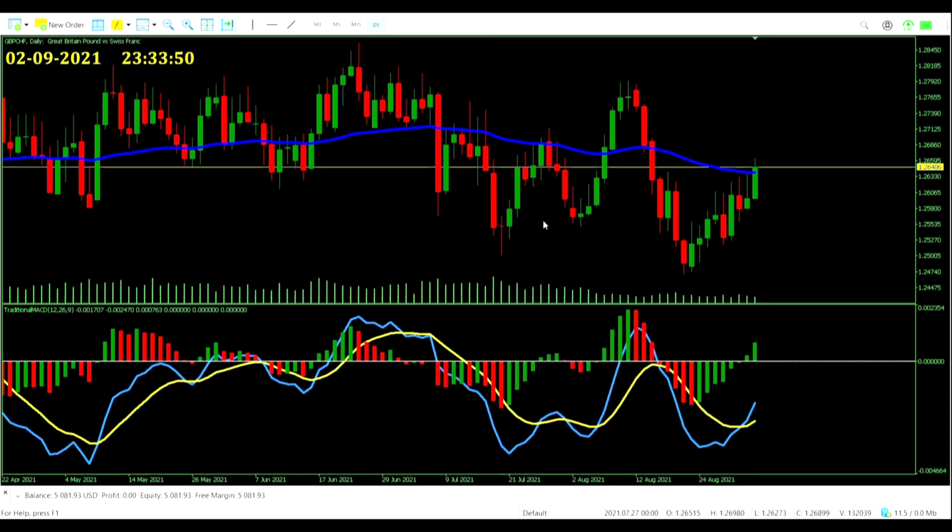Back on the Great British Pound Swiss franc pairing then, this is our only entry signal we're getting from the 21 currency pairs.